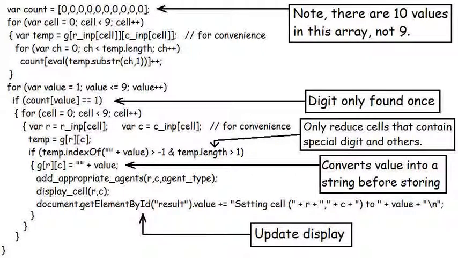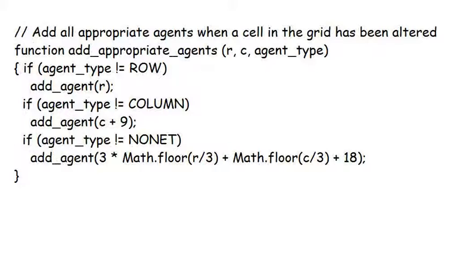If it also contains other digits, i.e. the string length for that cell is bigger than 1, then the cell can be set to the digit in question, the appropriate agents added to the list, and the display updated as before. There, that's pretty much it. I was surprised at how little explanation was needed for a very long and involved program.